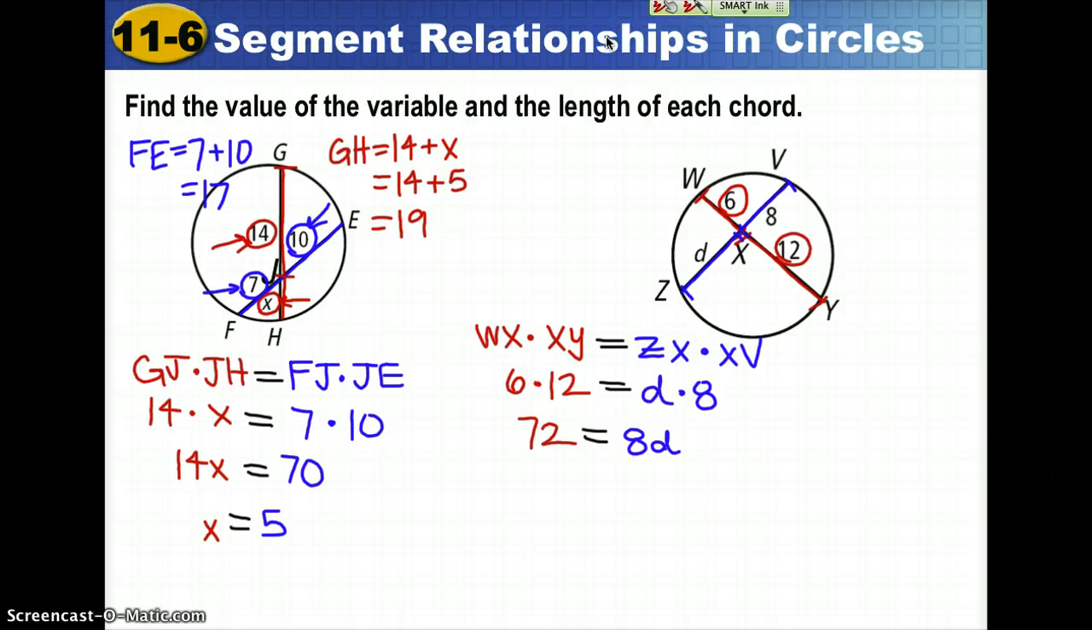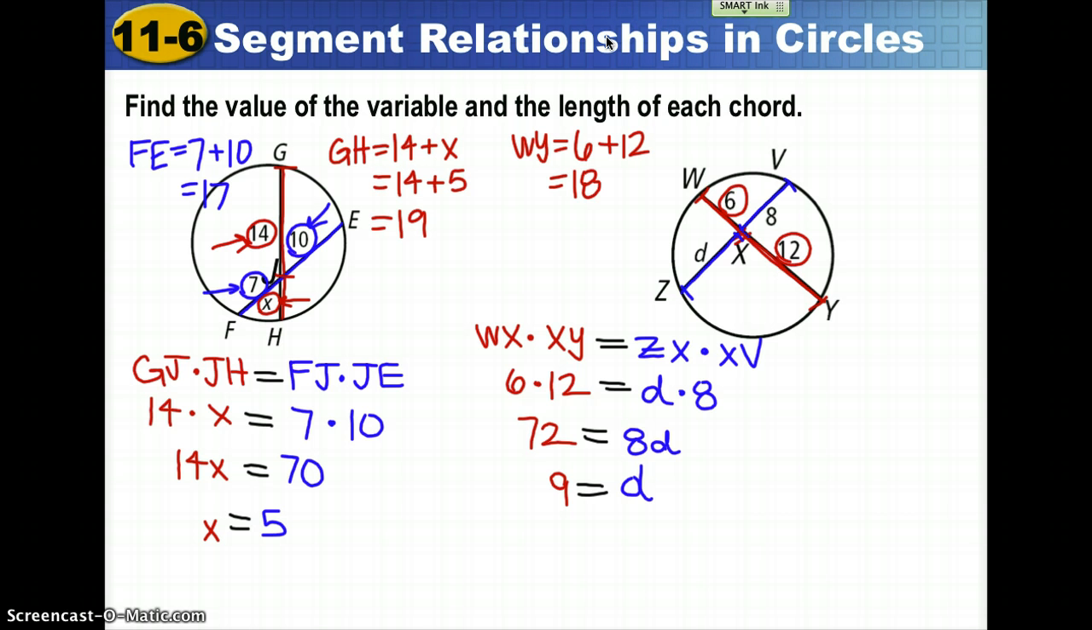Divide both sides by 8. And D equals 9. And if D equals 9, we come back up to the top. We have to find WY, that whole segment. WY has a part that's 6 and a part that's 12. The whole segment is 18.